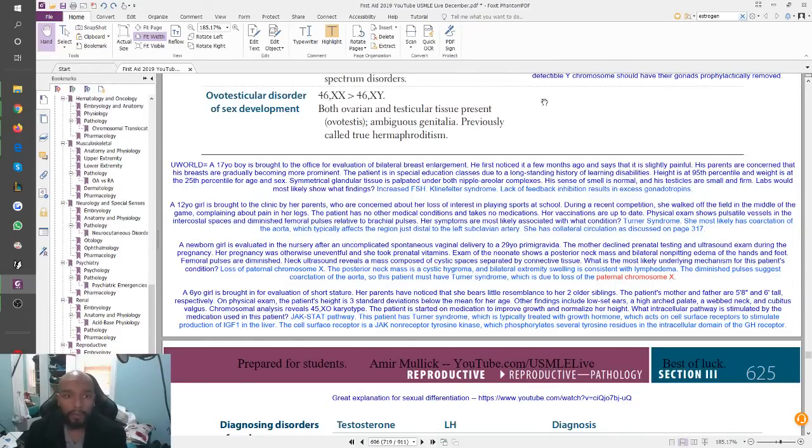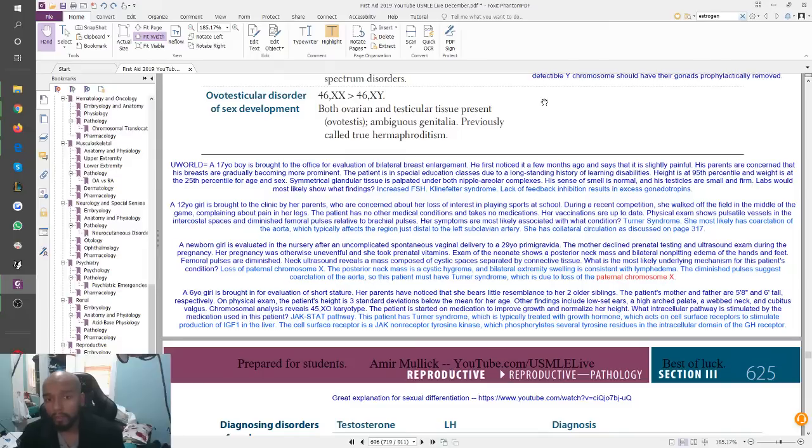So another Klinefelter question. 17-year-old boy is brought to the office for evaluation of bilateral breast enlargement. He first noticed it a few months ago and says that it is slightly painful. His parents are concerned that his breasts are gradually becoming more prominent. The patient is in special education classes due to a long-standing history of learning disabilities. Height is at the 95th percentile, and weight is at the 25th percentile for age and sex. Symmetrical glandular tissue is palpated under both nipple areolar complexes, which is now significant, right?